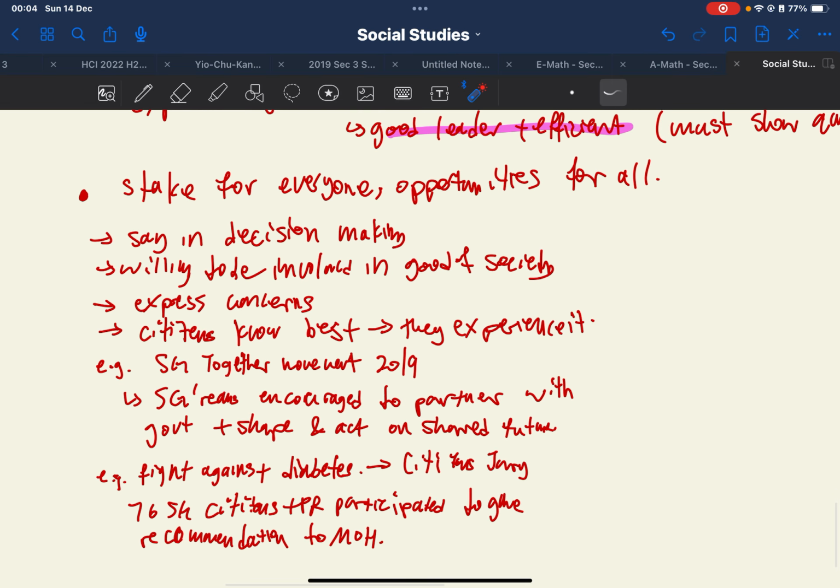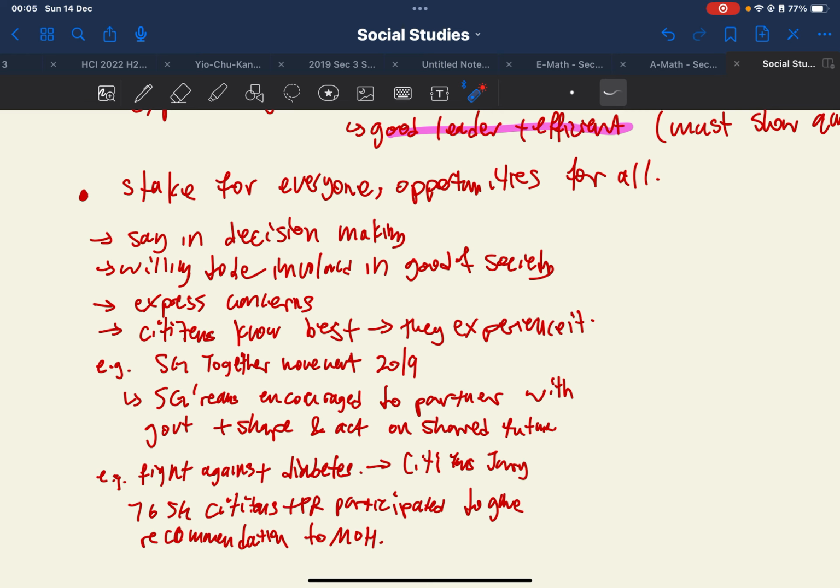Next part of the essay will be stake for everyone. Okay, opportunities for all. A say in decision making. Willing to be involved in good of society. The good of society basically just means things that benefit the society. Okay, and then they're willing to express their concerns. Citizens know the best because they have experienced it. So in other words, basically everybody has a chance to participate in decision making processes.